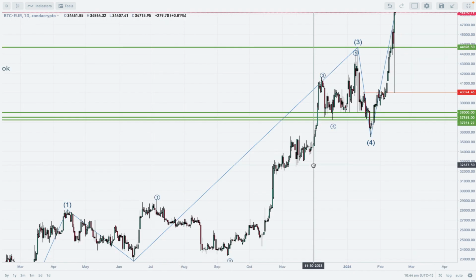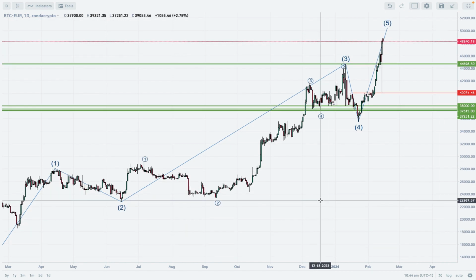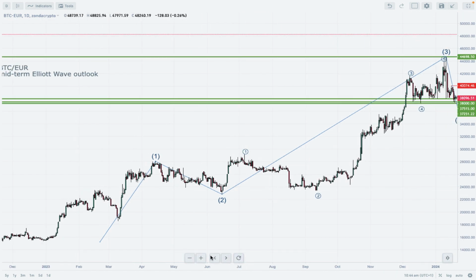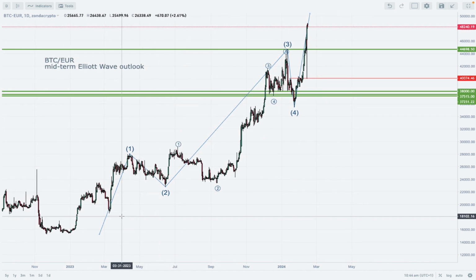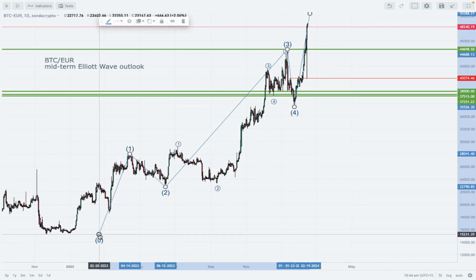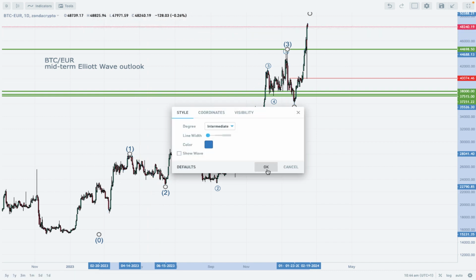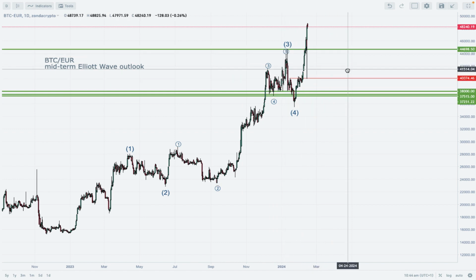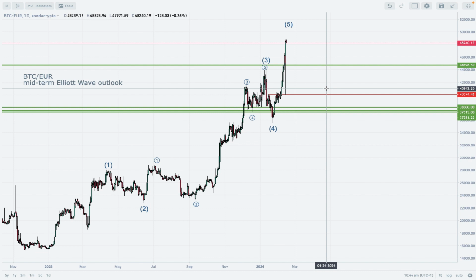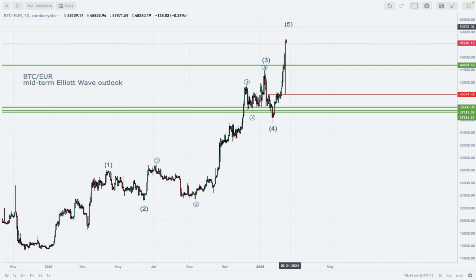So let me just again zoom out a little bit. Okay, a little bit of the outlook. There you go, BTC USD midterm outlook. How about we just get rid of these lines here? We will stick to the labeling, but we'll get rid of this line, right? So right now, let's stick with the subwaves. It's not a problem. Let's find out the target for the wave 5.